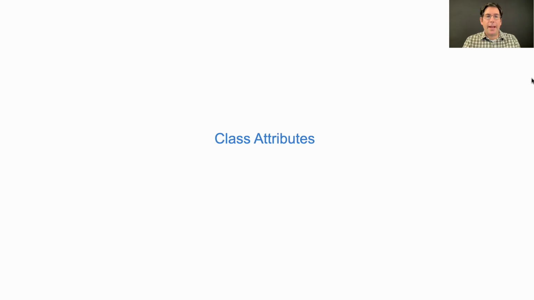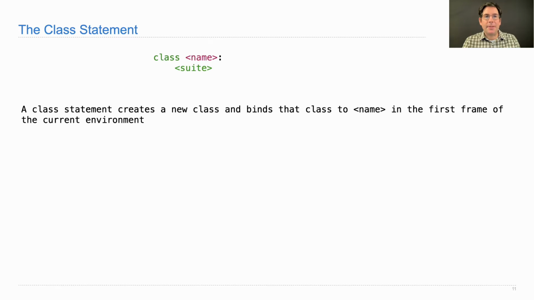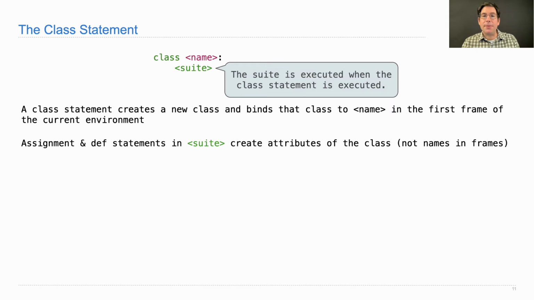Class attributes are attributes of a class. When executing a class statement, a new class is created. It's given a name in the first frame of the current environment, and then assignment statements and def statements within the suite of the class statement create class attributes, attributes of the class. Normally, assignment and def would create names in frames, but that's not the case here. Instead, they all go in the class as class attributes.